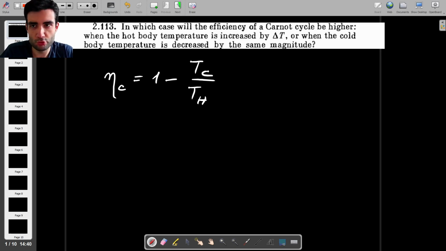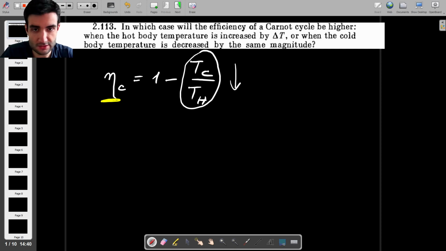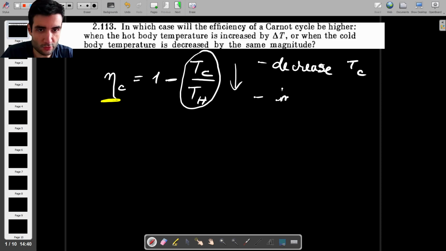So in order to increase this eta value, in other words, if we try to get this as close to 1 as possible, we would have to make this part as small as possible, right? Because it has a minus in front of it, so we want the efficiency to approach 1 as much as possible. And we have two ways of decreasing this fraction. One way is to decrease the value of the cold temperature, or we can increase the value of the hot temperature. And both of those ways will improve the efficiency by decreasing the value of the fraction.